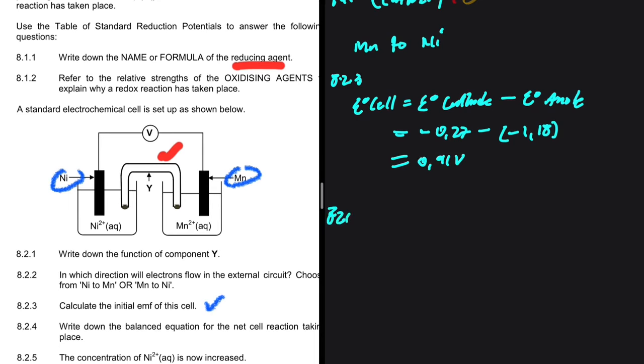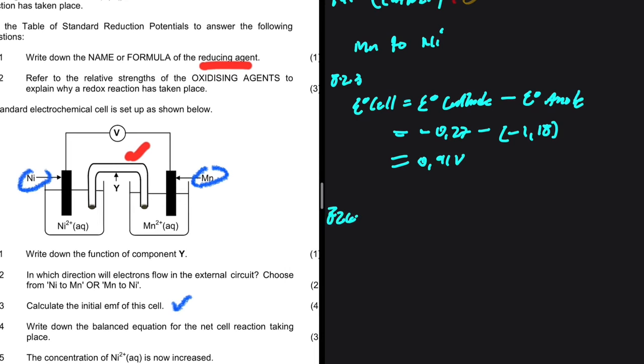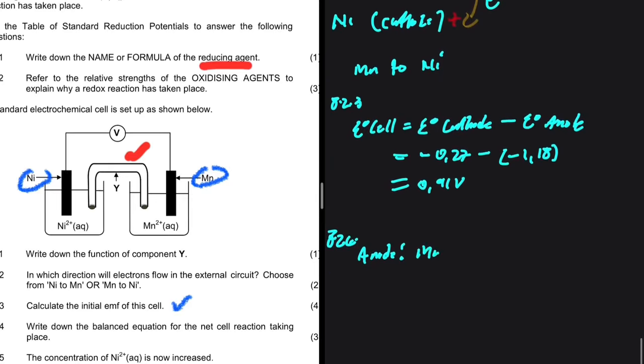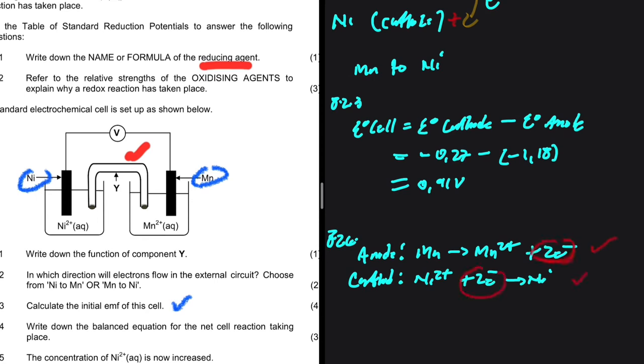Right, 8.2.4. Write down the balanced equation for the net reaction taking place. Let's start with the anode where oxidation takes place. At the anode, we have Mn. So we're going to have Mn losing 2 electrons to form Mn2+. And then at the cathode, we have Ni2+ plus 2 electrons to give us Ni. It is easy to see that in equation 1, we have a loss of electrons, and in equation 2, we have a gaining of electrons.